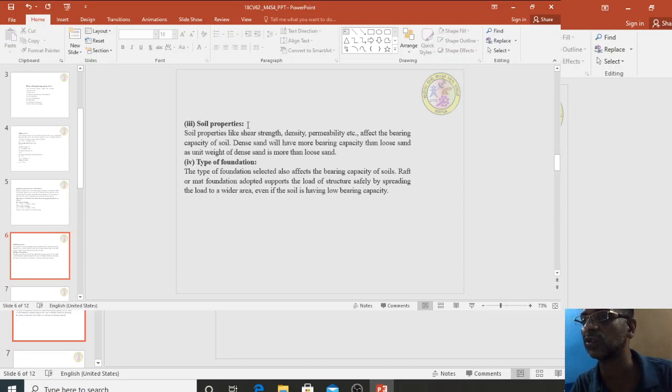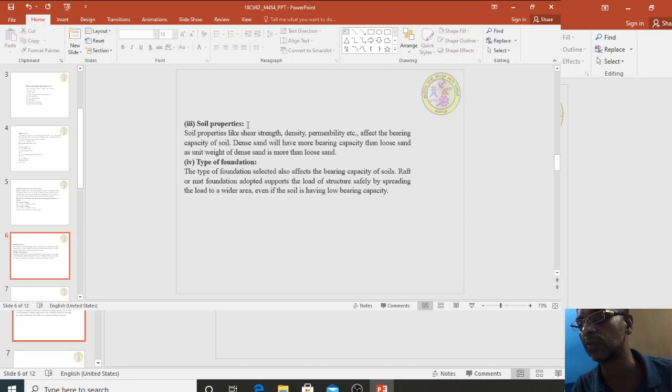Whereas for sandy soil, permeability is high, and strength carrying capacity is also high. Dense sand will have more bearing capacity than loose sand. Among the sands, again it varies. Dense sand means the density is high and closely packed, therefore strength carrying capacity is high.